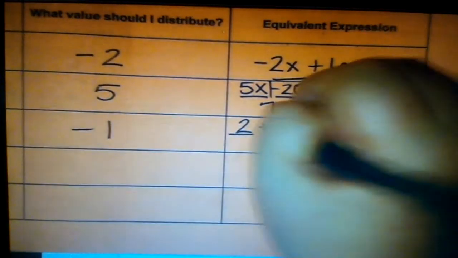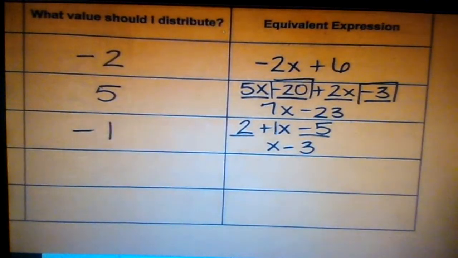Absolutely. Okay, remember, if you just have x, that is 1x. Just understand on your test, they're not going to put that 1 there. You can write the 1 in, but they will not put that there. Okay, but 1x and x are exactly the same thing. Okay, good question.